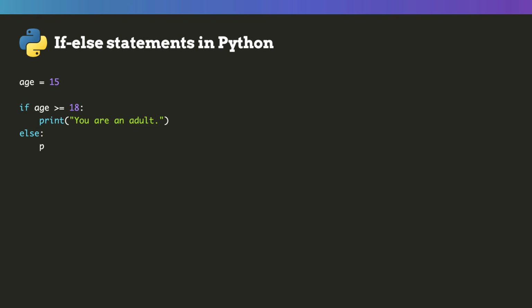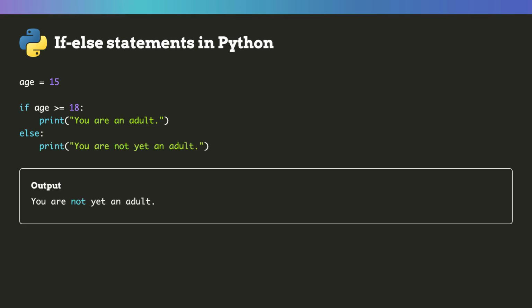But what happens when the condition is false? That's where the else statement comes in. The else statement allows us to execute a block of code when the condition we are testing is false. In this case, since the age is less than 18, the condition of the if statement is false. Therefore, the code inside the else block will be executed, printing, "You are not yet an adult."